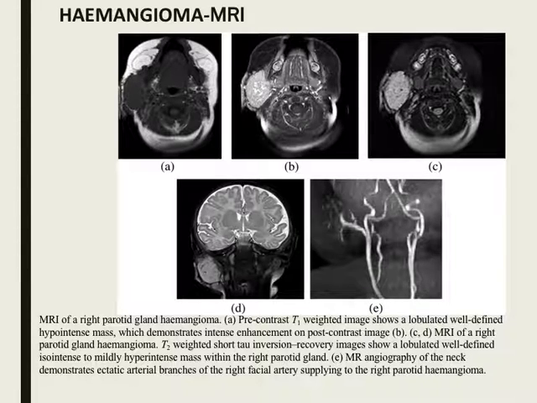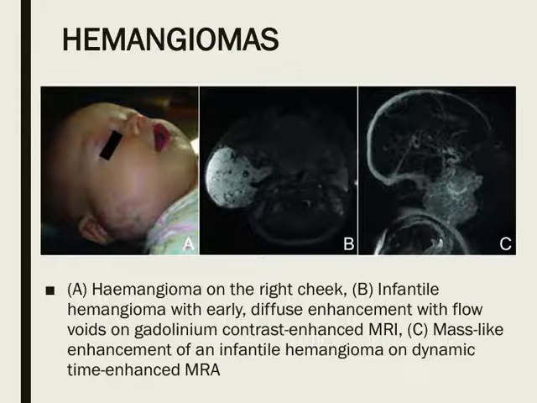So this is a lesion in the parotid on the right side, hypointense on T1. And then with the T1 post contrast, you see enhancement of the lesion. T2 is hyperintense with low signal areas, and then you also see it in the coronal T2. MRA showed that the lesion had these vessels, the vascular channels within the area, which was suggestive of a hemangioma of the parotid. So we've seen this one already.